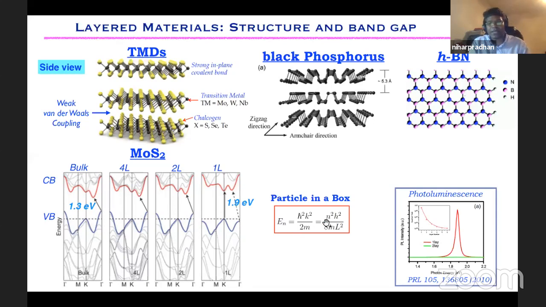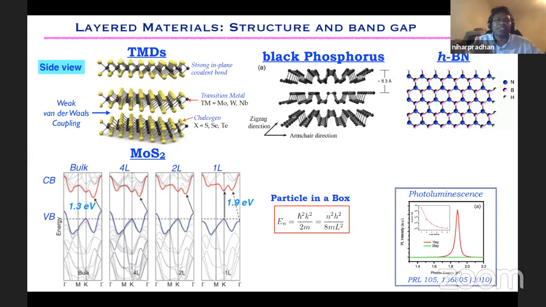that we calculated is this, where L is the length of the box. Now consider that you can decrease the length of the box, making smaller and smaller structures, then the energy will increase. So that is what is happening, and that phenomenon is called the quantum confinement effect.